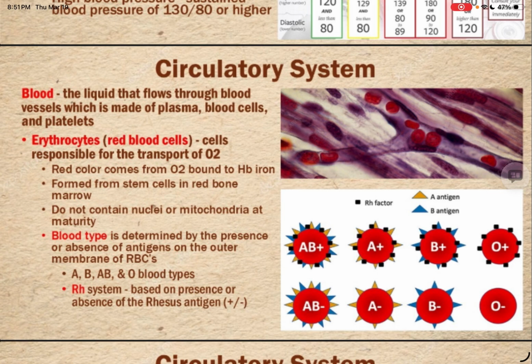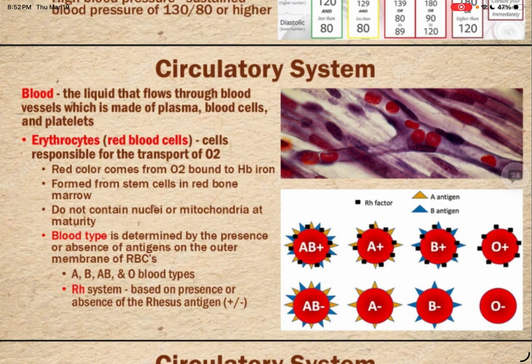Blood. We've talked about this so much, but what really is blood? Blood is the liquid that flows through blood vessels, which is made of plasma, blood cells, and platelets. Erythrocytes are red blood cells. These are the cells responsible for the transport of oxygen. The red color comes from the oxygen binding to the hemoglobin and iron. They're also formed from stem cells in red bone marrow.